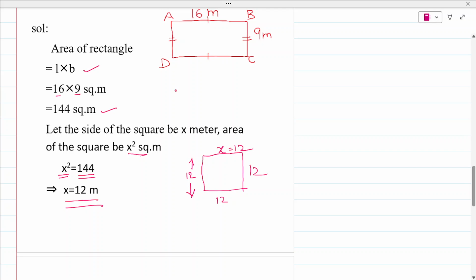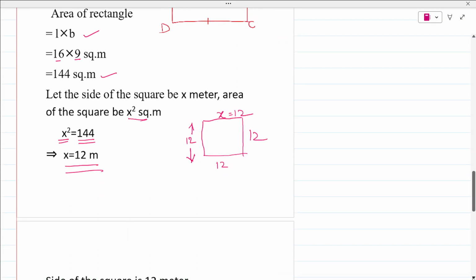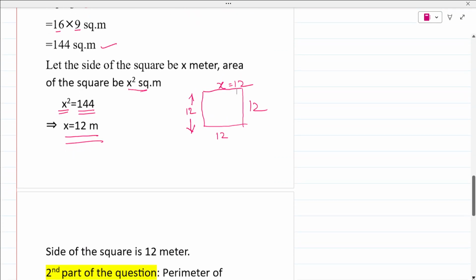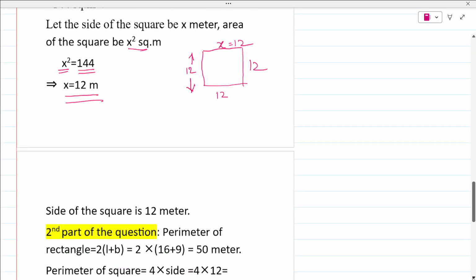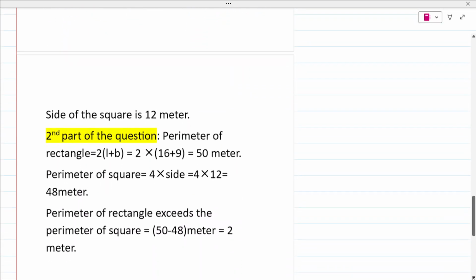So in the second part of the question, we are asked by how much the perimeter of the rectangle is more than the perimeter of the square. Here we have calculated the side of the square as 12 meter. Now the second part of the question says perimeter of the rectangle, so we need to find the perimeter of the rectangle.